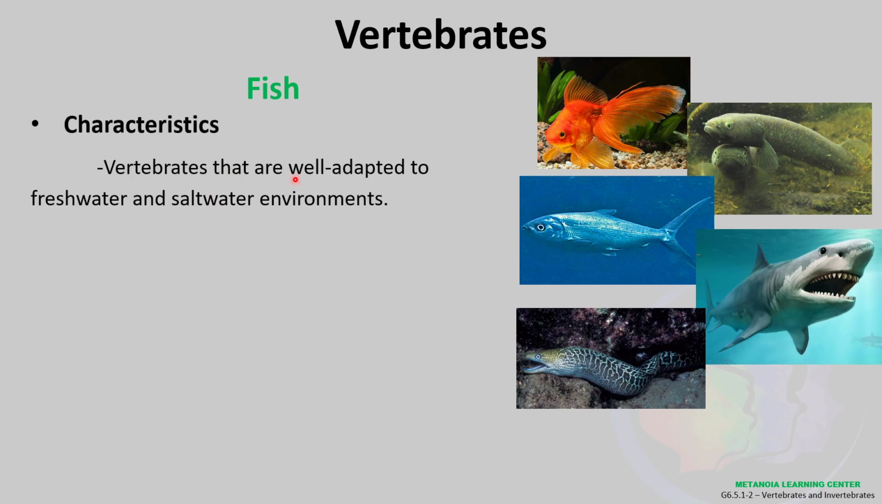Characteristics nila: vertebrates that are well adapted to freshwater and saltwater environments. Okay. Fishes are covered with scales that may be slimy or rough. So, ang mga nandito sa picture, goldfish, slimy yan. Yung eel, most likely, slimy. Yan naman, ito yung eel. Mudfish and milkfish, iba-iba rin yung scales nila.